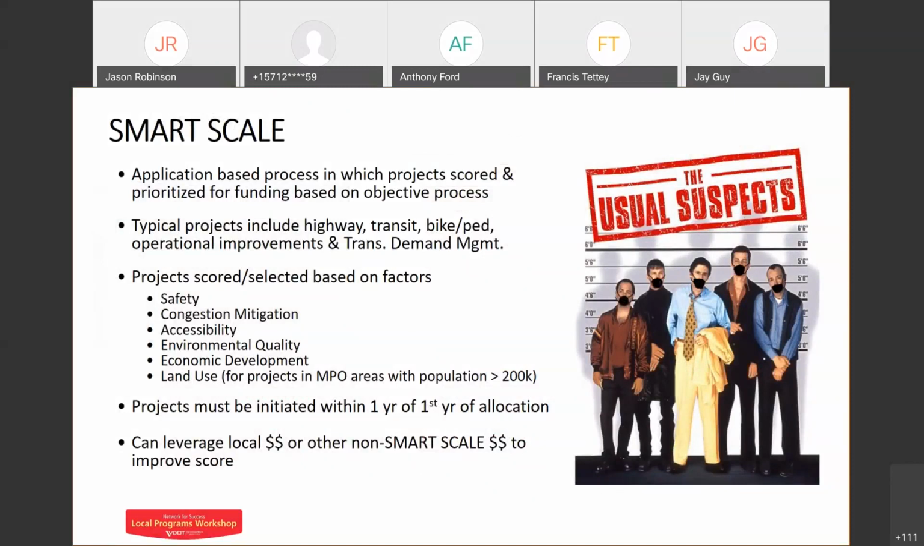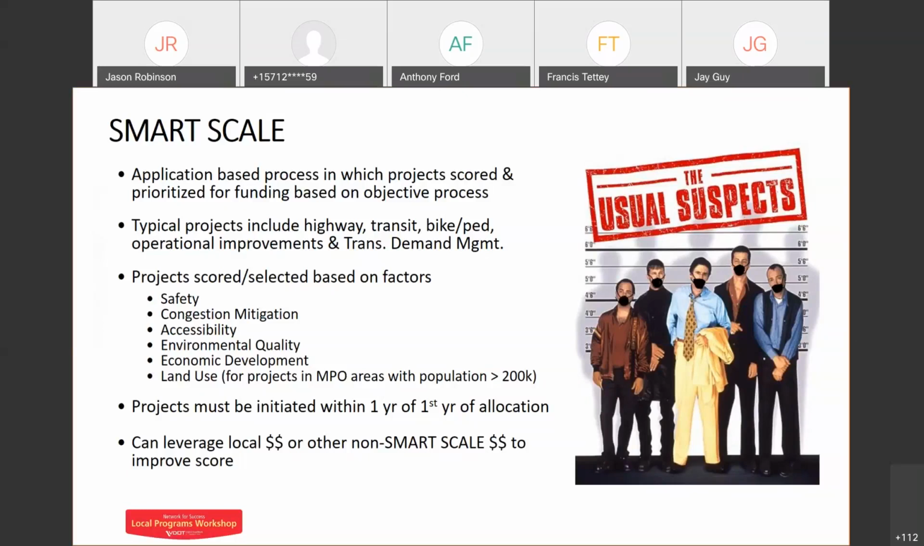As many of you are familiar with this program, it is an application-based program in which the projects are scored and then prioritized based on various objective processes. We've already undertaken 4 rounds of the Smart Scale applications, so many of you are already familiar with Smart Scale, so I won't go into too great of detail.